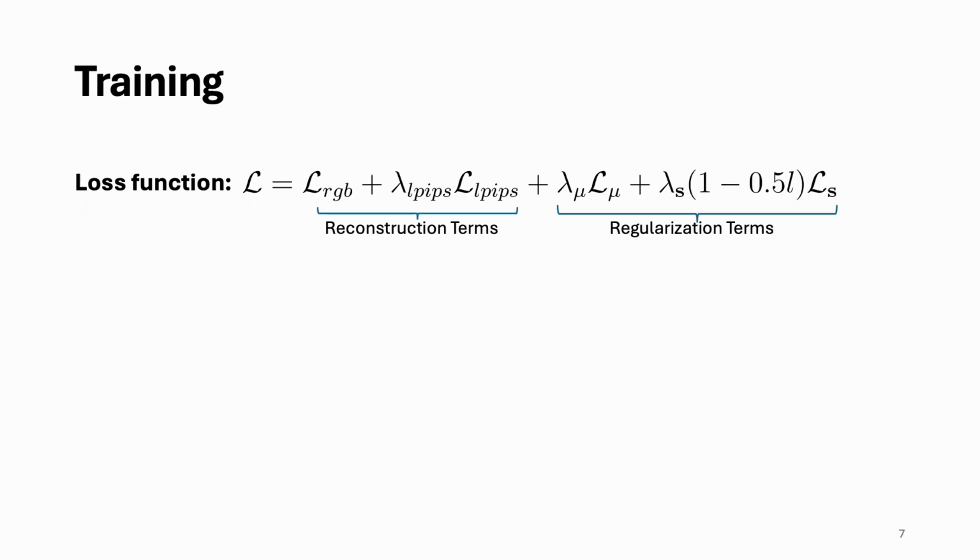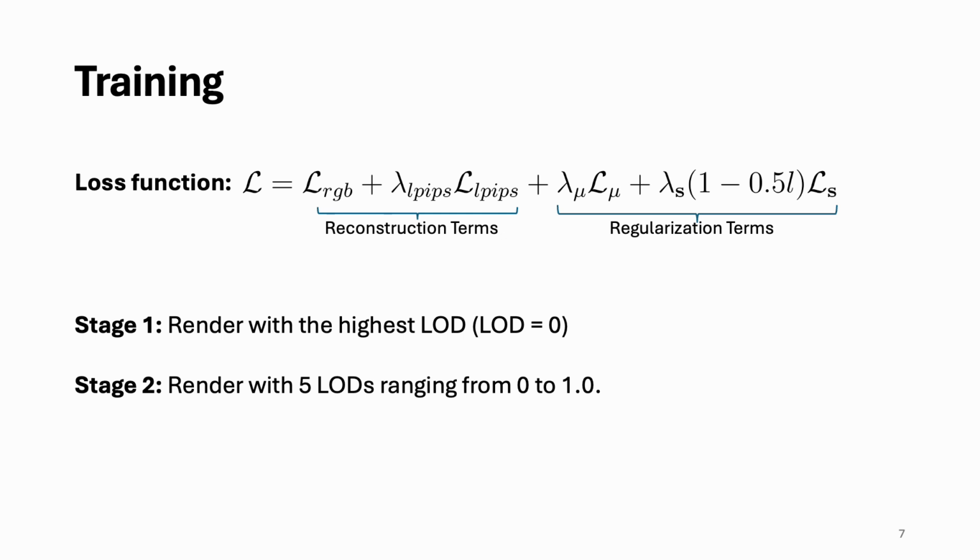Our training loss function has two sets of loss terms, the reconstruction terms and regularization terms, mainly following existing works. Because for lower level of detail, the size of 3D Gaussians is usually larger than in the higher LOD cases, the weight for the 3D Gaussian scale regularization term is partially calculated from the LOD value. The training has two stages. In the first stage, we render with the highest level of detail. And in the second training stage, we render with 5 selected levels of detail ranging from 0 to 1.